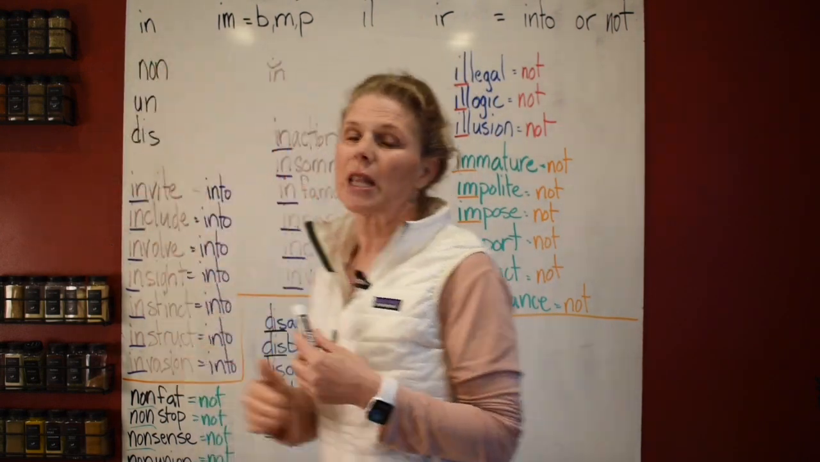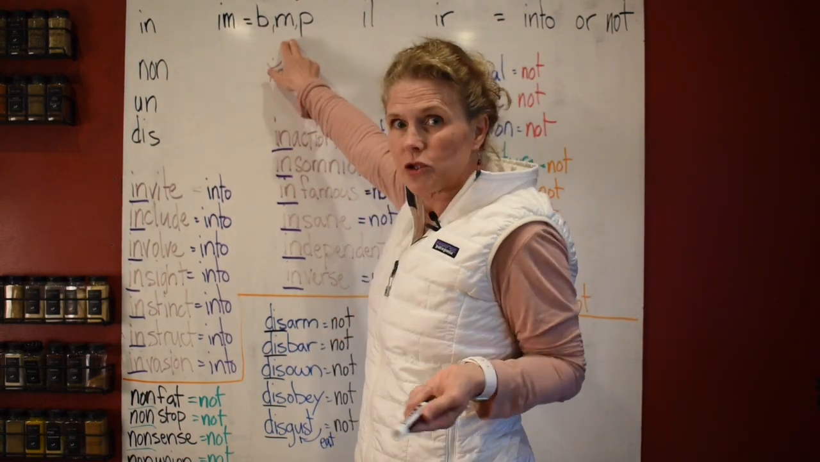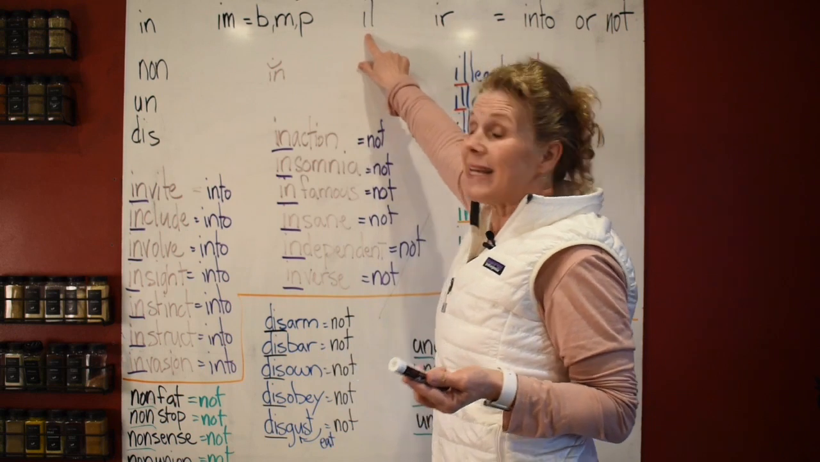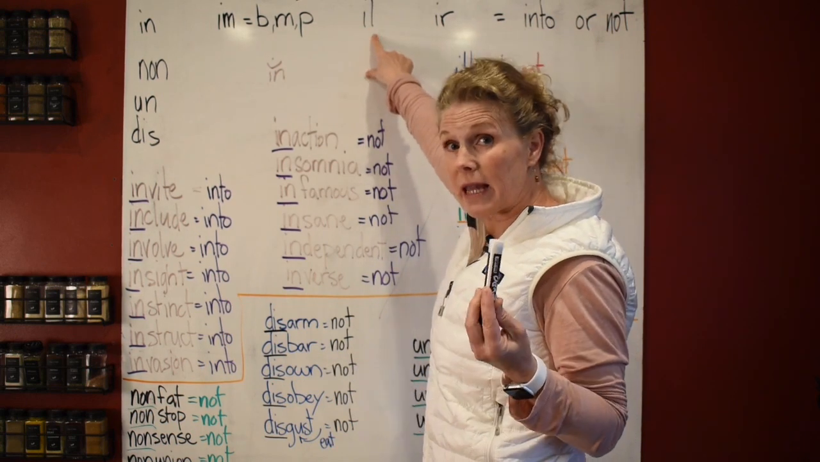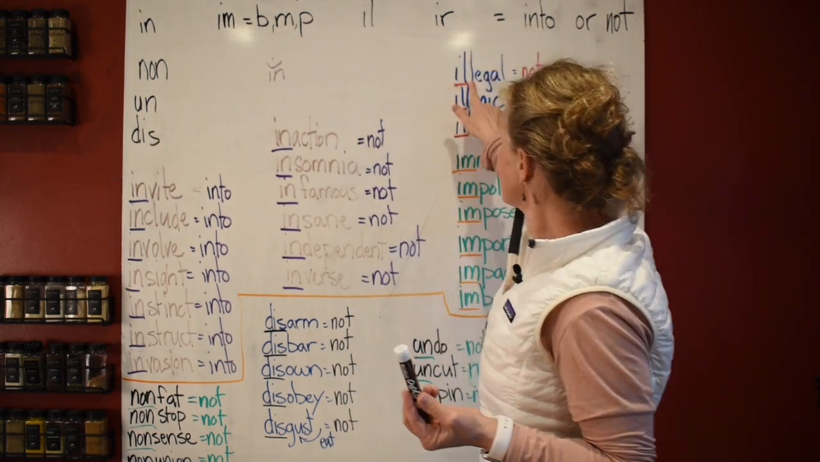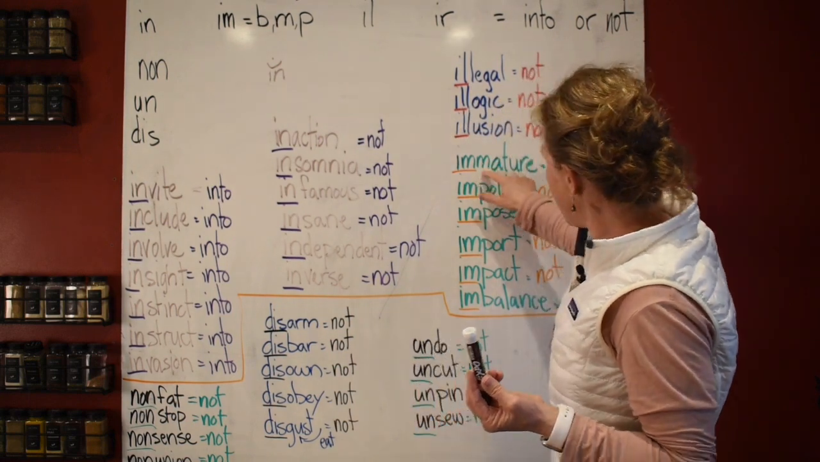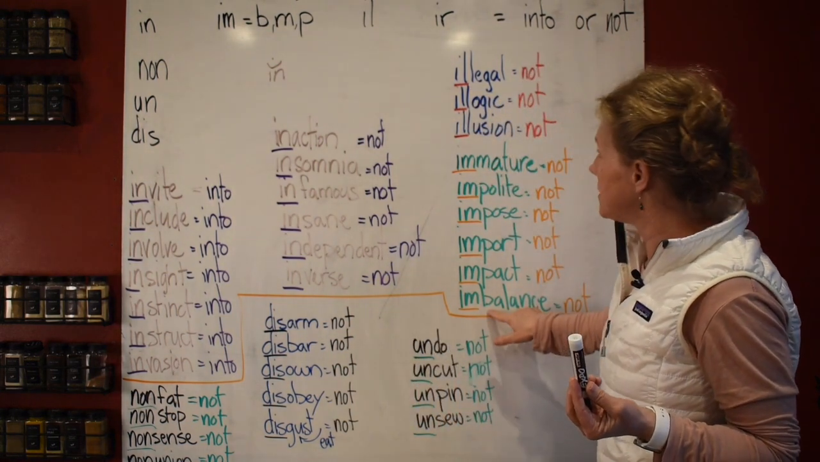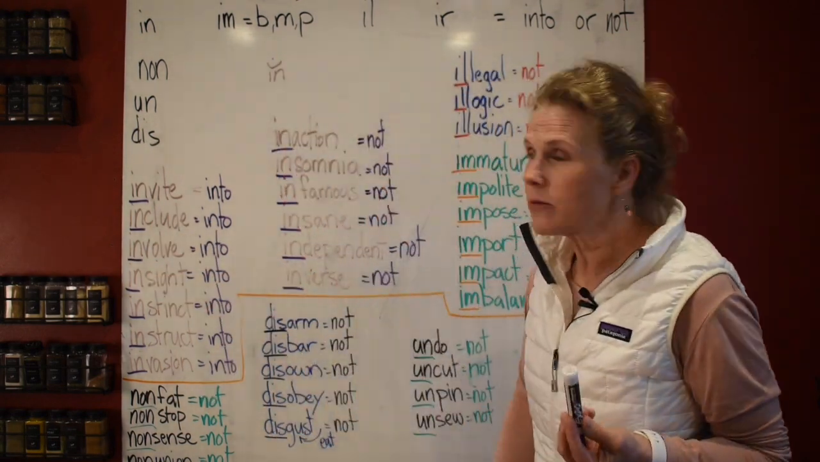Now this one goes on lots of different ones. It will not start on any of these. I'm sure there's exceptions, but il, I, l, this one goes on Latin roots that start with an L, like this. And then M, P, and B. That's what this one does. In will be lots of different ones.